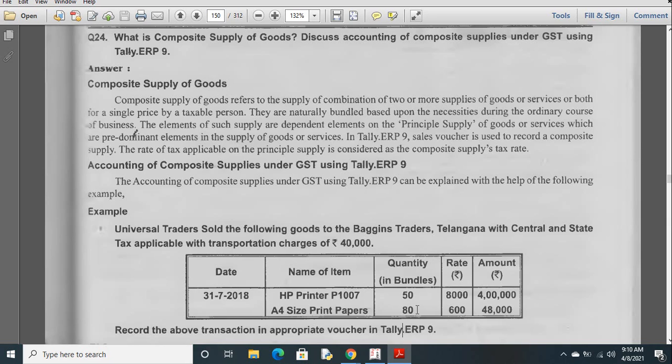So here, Universal Traders sold the following goods to Bag-in Traders, Telangana, with central and state tax applicable, with the transport charges 40,000.